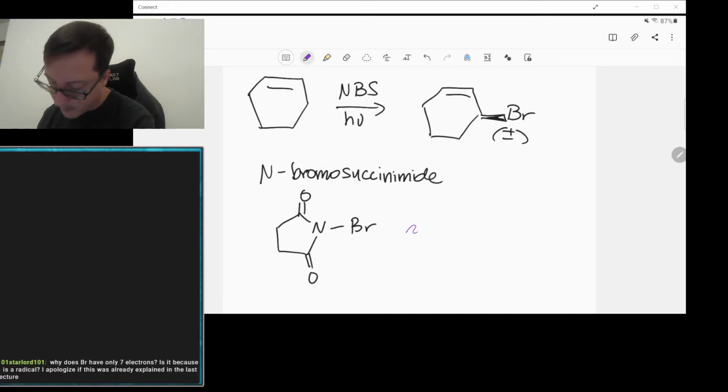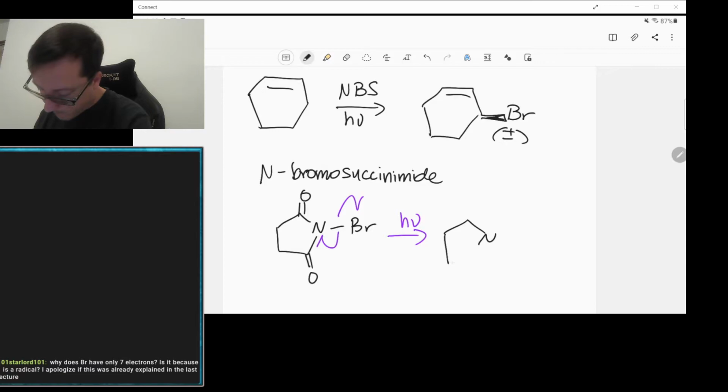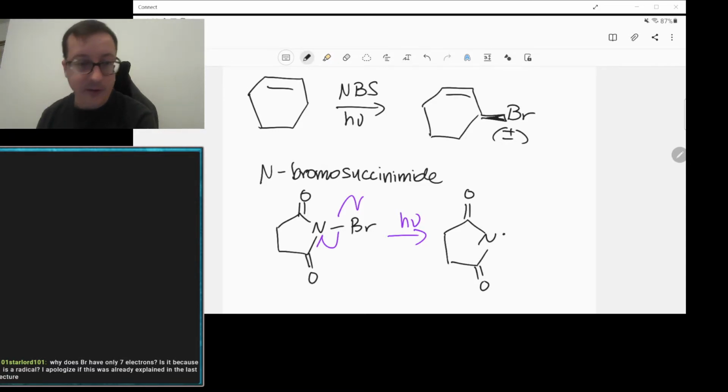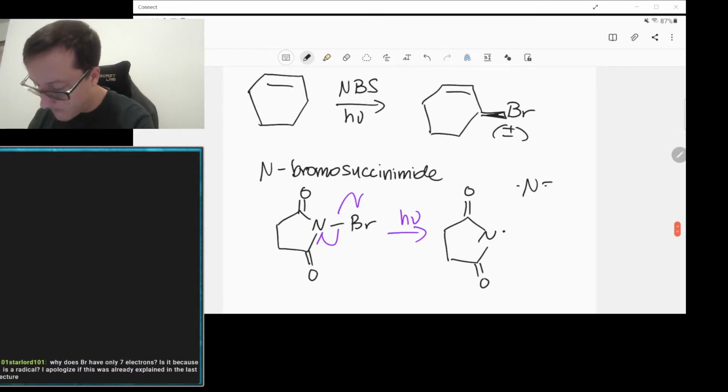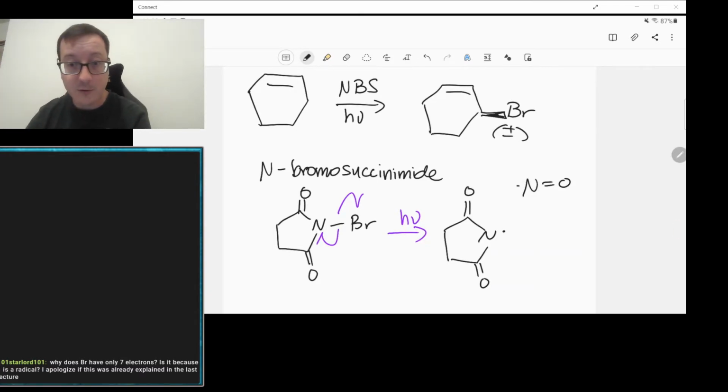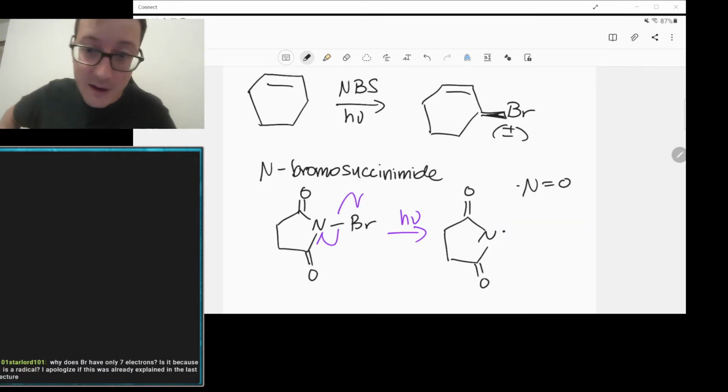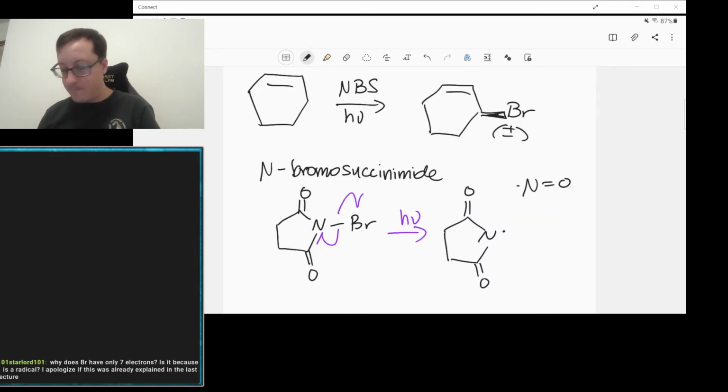And so with light, we end up homolytically cleaving, forming the nitrogen radical. Nitrogen radicals are more stable than others. We have one in our bodies, nitric oxide. This dude, important hormone for us, the simplest hormone, just two atoms. It causes our blood vessels to dilate. So nitrogen radicals are fairly common.